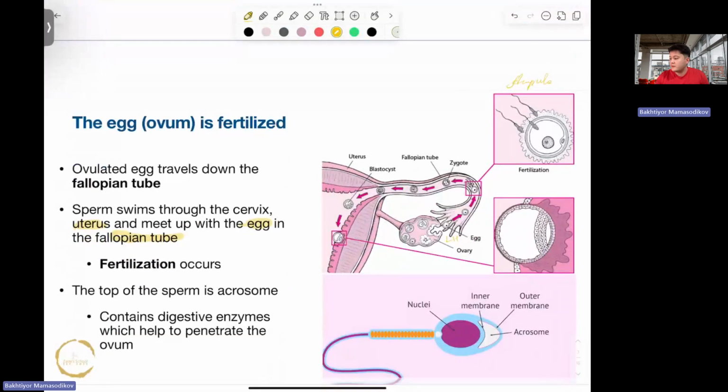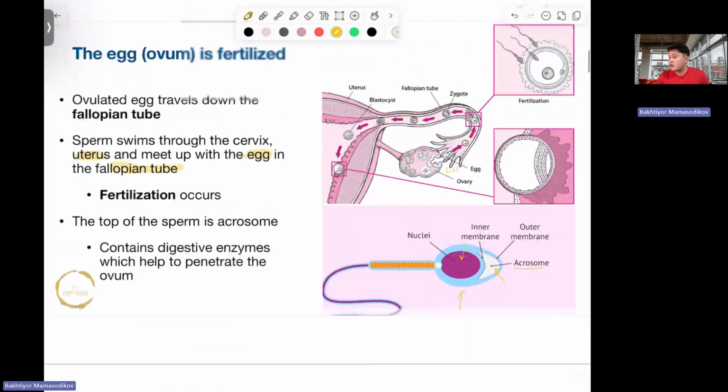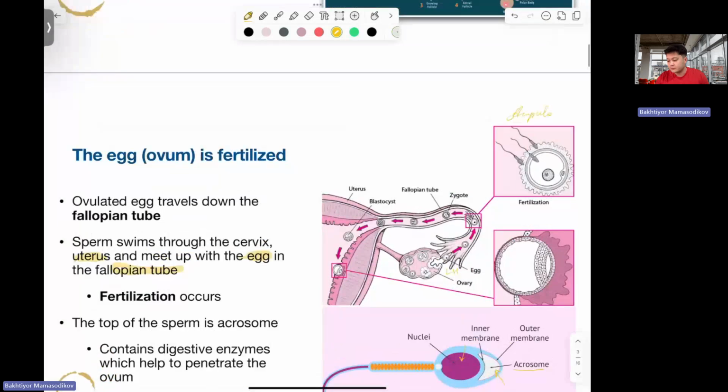On the top of the sperm, there is an acrosome. So this is the sperm structure. This is the head of the sperm, this is the nucleus, and this is the acrosome, the top layer of the sperm. The acrosome contains digestive enzymes which help the sperm to enter the ovum.